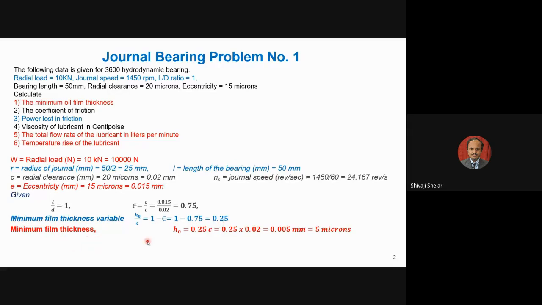So from that you can calculate minimum film thickness. So h naught will be C into 0.25 here. So 0.25 into the C value 0.02 mm. So this comes as 0.005 mm. If this value is very small, we have to write in micron or micrometer. So the minimum film thickness in this problem is 5 microns or 5 micrometers. Okay, so this is regarding minimum film thickness we have determined. Now let's go to the coefficient of friction in the next slide.